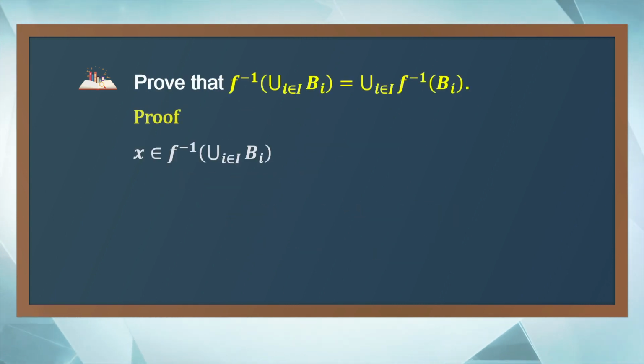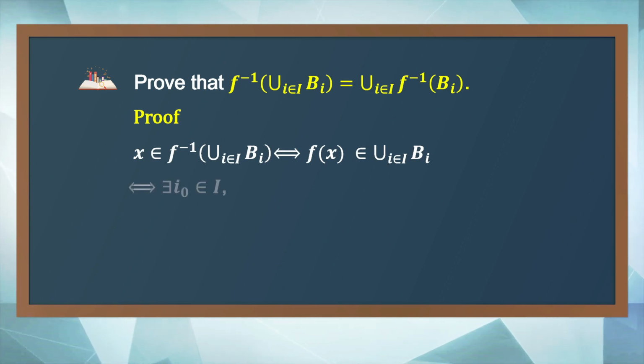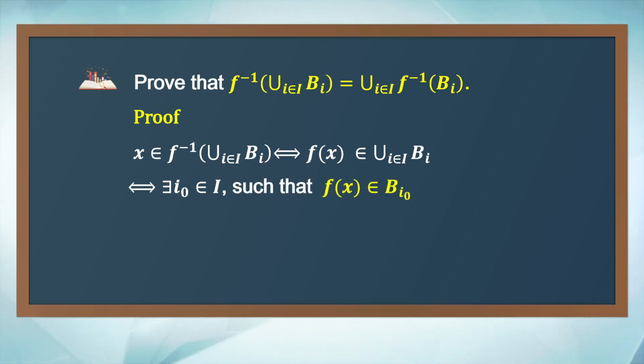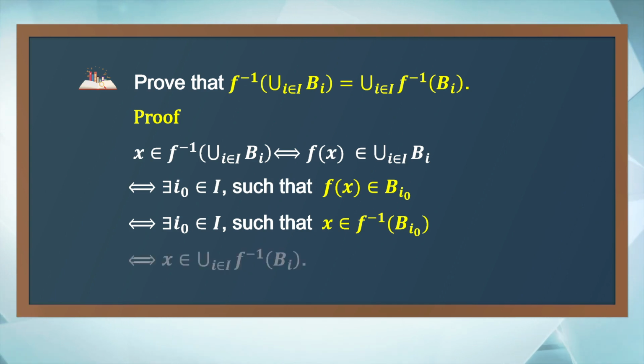Suppose x is in the preimage of the union of B_i. Then f(x) is in the union of B_i. That is, there exists i_0 such that f(x) is in B_{i_0}. That is, x is in the preimage of B_{i_0}. Therefore, x is in the union of the preimages.